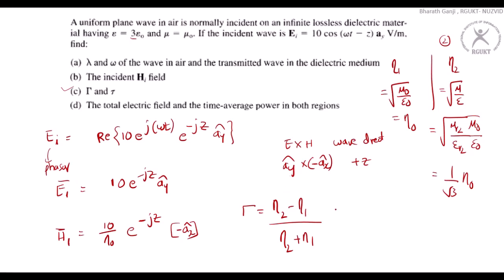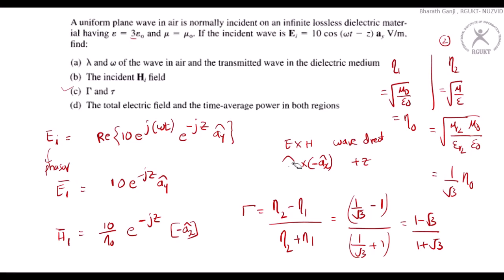because epsilon r is 3 and mu r1 is 1, mu r2 is 1. If I substitute these values, I end up with 1 by root 3 minus 1 divided by 1 by root 3 plus 1, multiplied by eta naught. The eta naught in the numerator and denominator cancels out. So you have 1 minus root 3 divided by 1 plus root 3. This is your reflection coefficient.